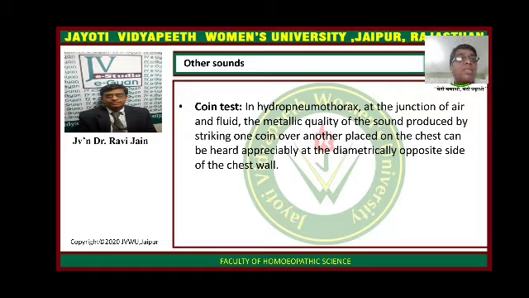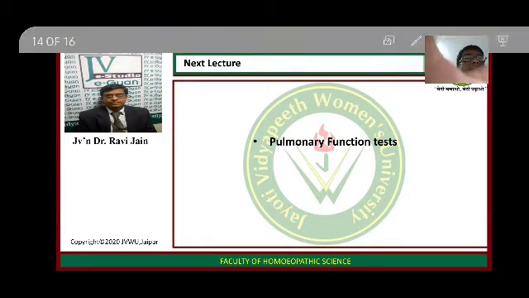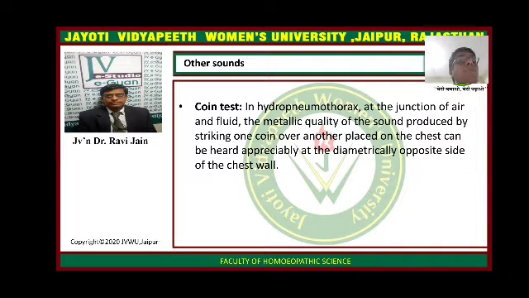Next one is the important thing, the coin test. It is performed in case of hydropneumothorax, when there is accumulation of water and air in the thorax. Hydro means water, pneumo means air in the thorax. At the junction of air and fluid, the metallic quality of the sound produced by striking one coin with the other placed on the chest can be heard appreciably at the diametrically opposite side of the chest wall. So you place the coin at the junction of fluid and air, tap one coin with the other and listen on the other side of the chest. The sound heard is typical, and this signifies the coin test, especially in hydropneumothorax.